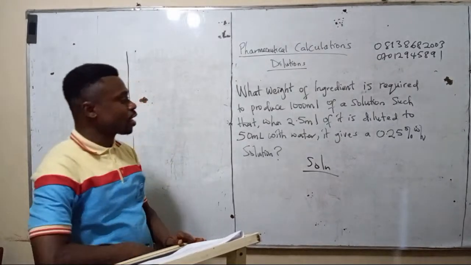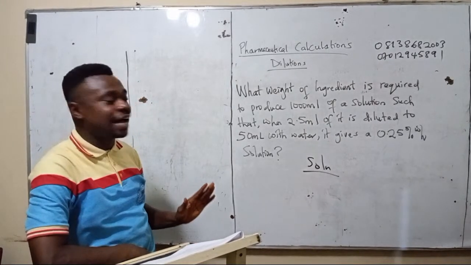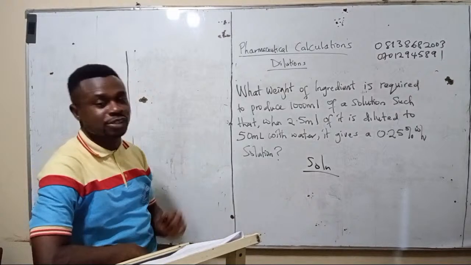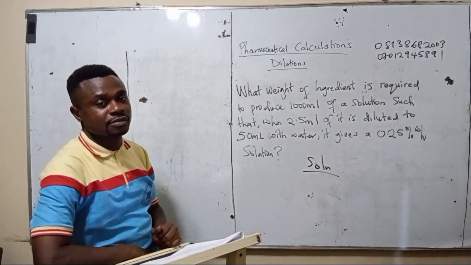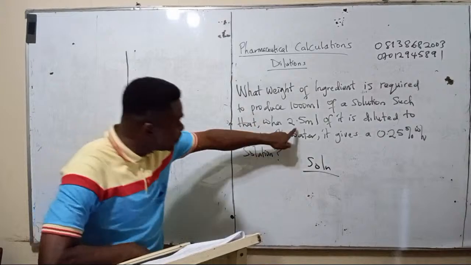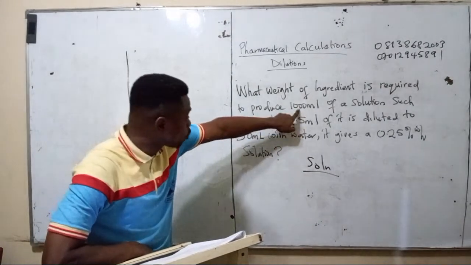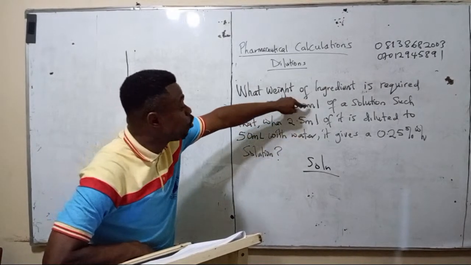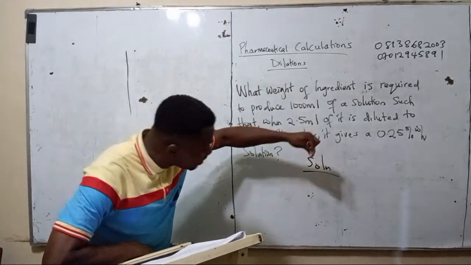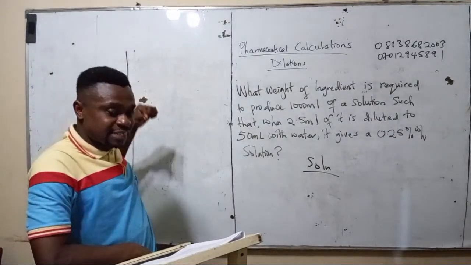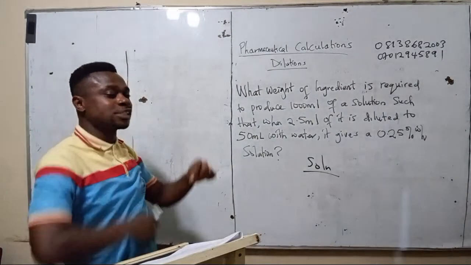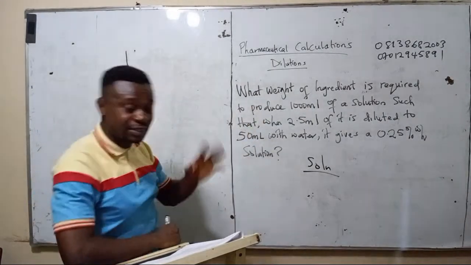Now, having that at the back of our mind, let us now solve this question. So this is the V1, not this one. 2.5 mil is the V1, not 1,000 mil, because the solution was made, and from there 2.5 mil was taken. And it is that 2.5 mil that was diluted, not 1,000 mil. That's the point I'm trying to make.